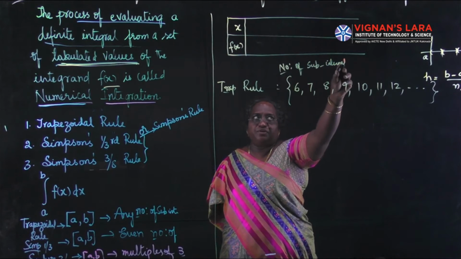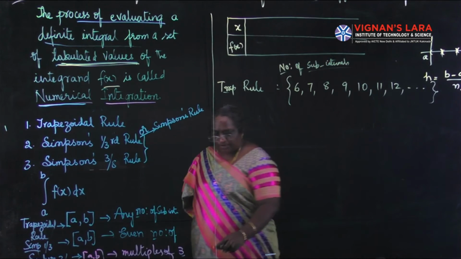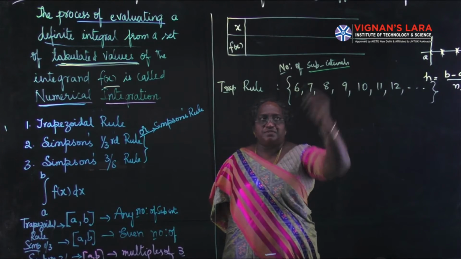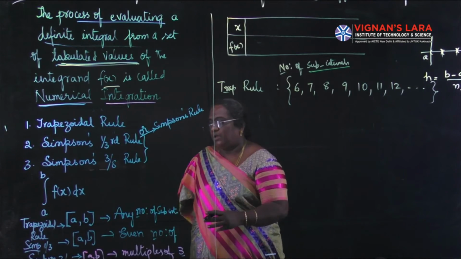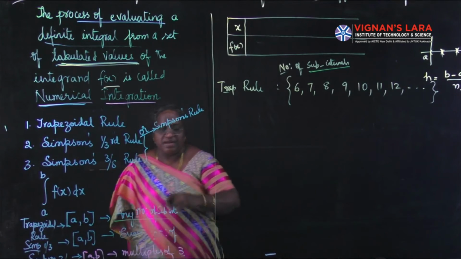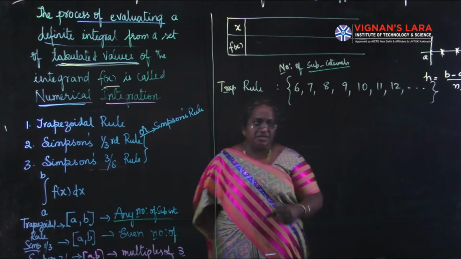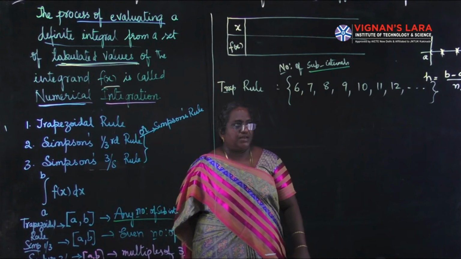Depending upon the formula, you have to take the number of subintervals. The formula will decide the number of subintervals. So for the trapezoidal rule, you can divide the interval AB into any number of subintervals. I will start with a minimum of 6. Minimum 6 subintervals is required here.